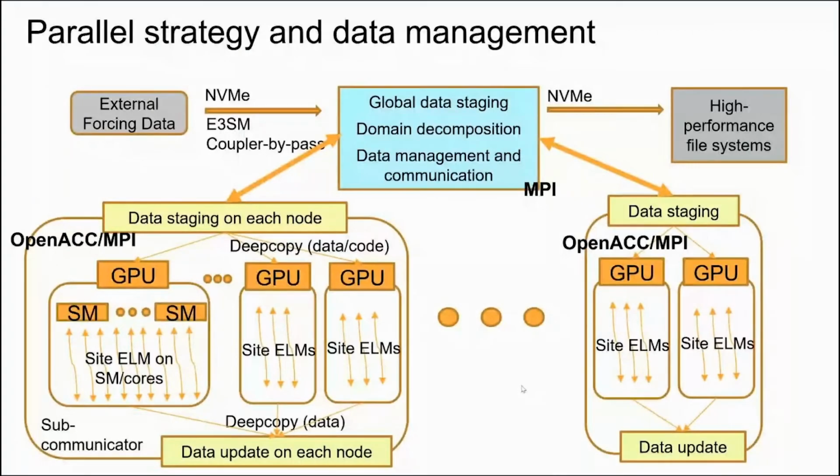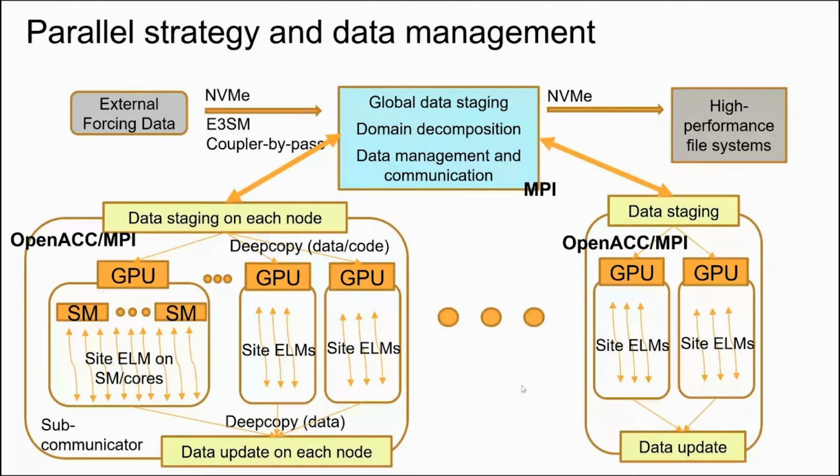But just to drill down a little more into the detail of how the MPI and the OpenACC are working together: each GPU on a node has its own MPI task, so we'd have 6 MPI tasks per node.